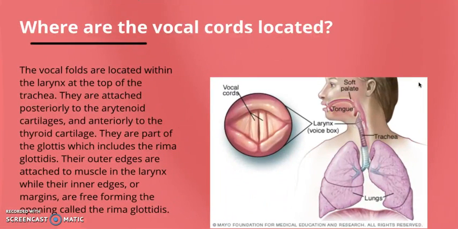So where are the vocal cords located? The vocal cords are located within the larynx at the top of the trachea. They are attached posterior to the arytenoid cartilages and anteriorly to the thyroid cartilage. They are part of the glottis, which includes the rima glottidis. Their outer edges are attached to muscle in the larynx, while their inner edges, or margins, are free, forming the opening called the rima glottidis. So as you can see, here's the larynx right here, and these are the vocal cords inside.